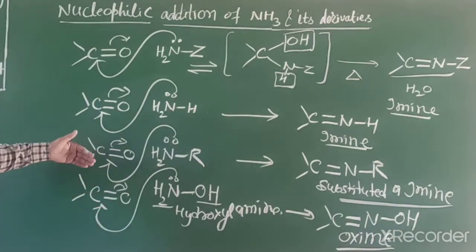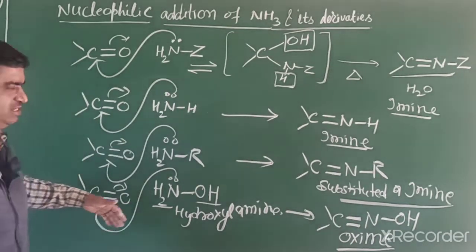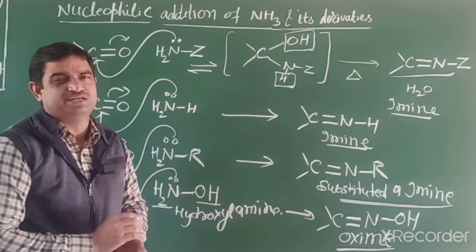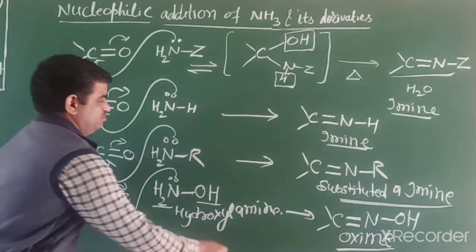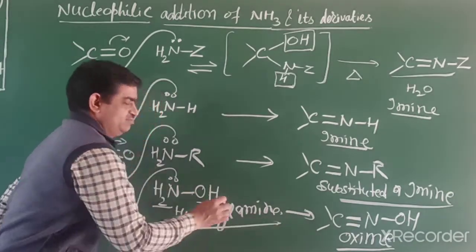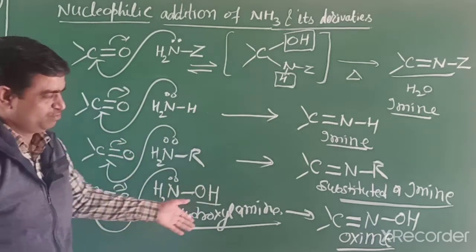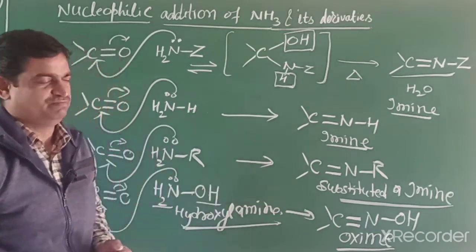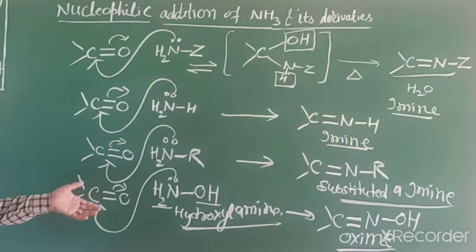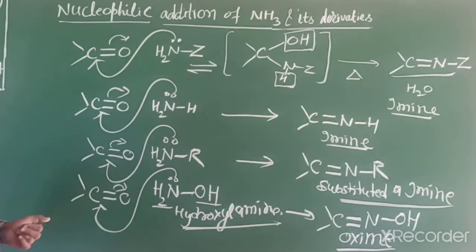If the carbonyl is acetone, then the product name is acetone oxime. So this reagent is very important. When hydroxylamine reacts, the product is known as oxime, and this reaction is shown by both aldehydes and ketones.